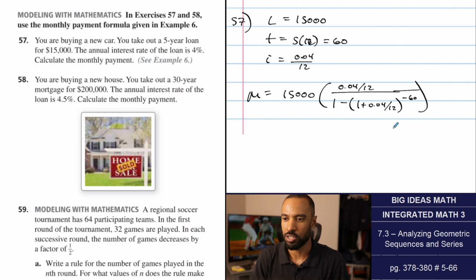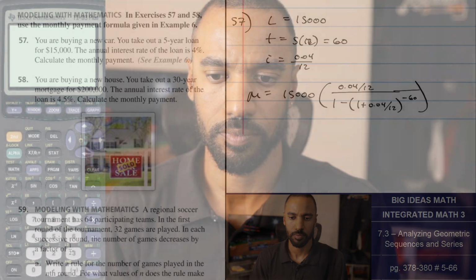So let's use our calculator and see what comes up. 15,000 times 0.04 over 12 divided by 1 minus, parentheses, 1 plus, there's a lot of parentheses, guys. Make sure you know when to put them and when not to. Raised to the negative 60th. I don't even have to close parentheses on that. I should just get a number. Boom. I seem to remember that number. $276.25.